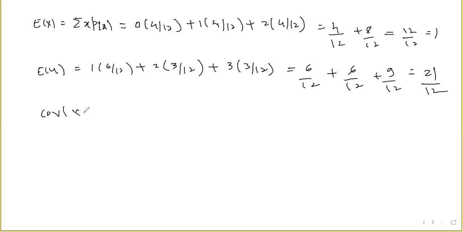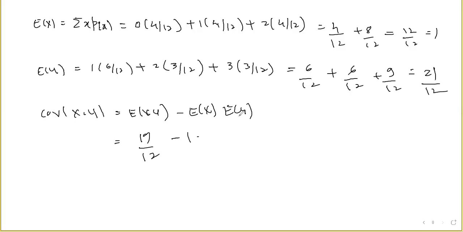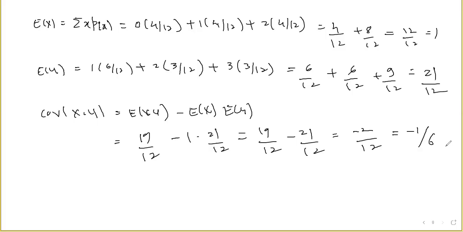Now our covariance of xy is nothing but expected value of xy minus expected value of x into expected value of y. Expected value of xy we got 19 by 12, expected value of x is 1, expected value of y is 21 by 12. So 19 by 12 minus 21 by 12 is minus 2 by 12, which is minus 1 by 6. If covariance is negative, it means negatively correlated. If covariance is positive, it means positively correlated random variables.